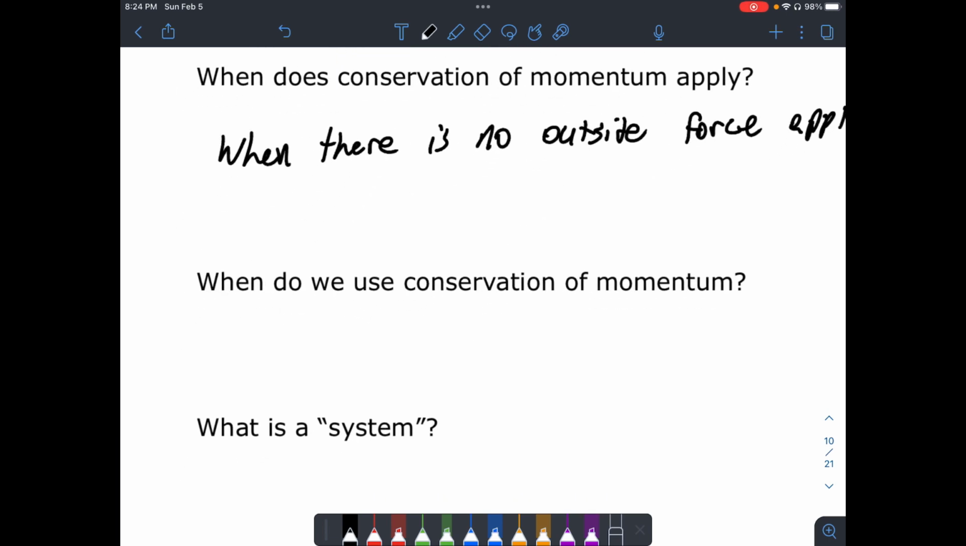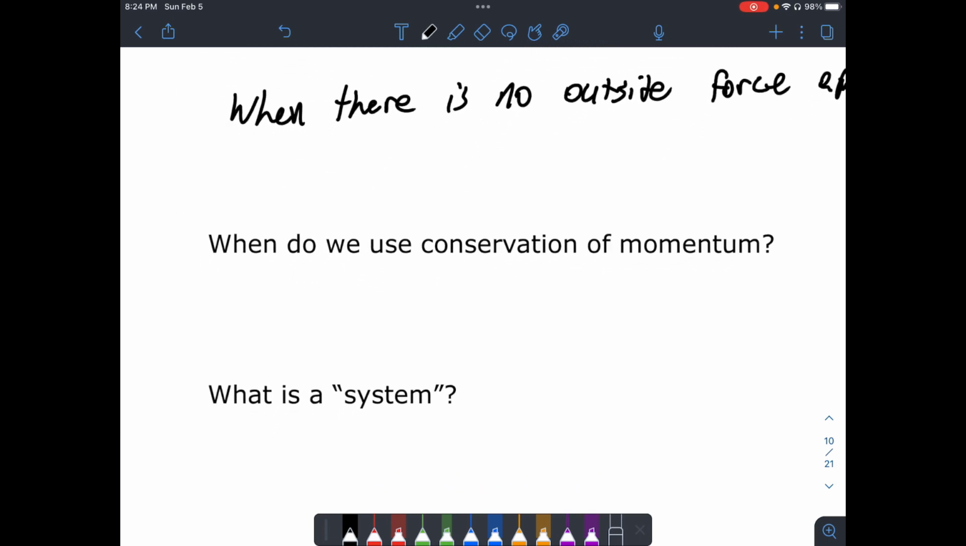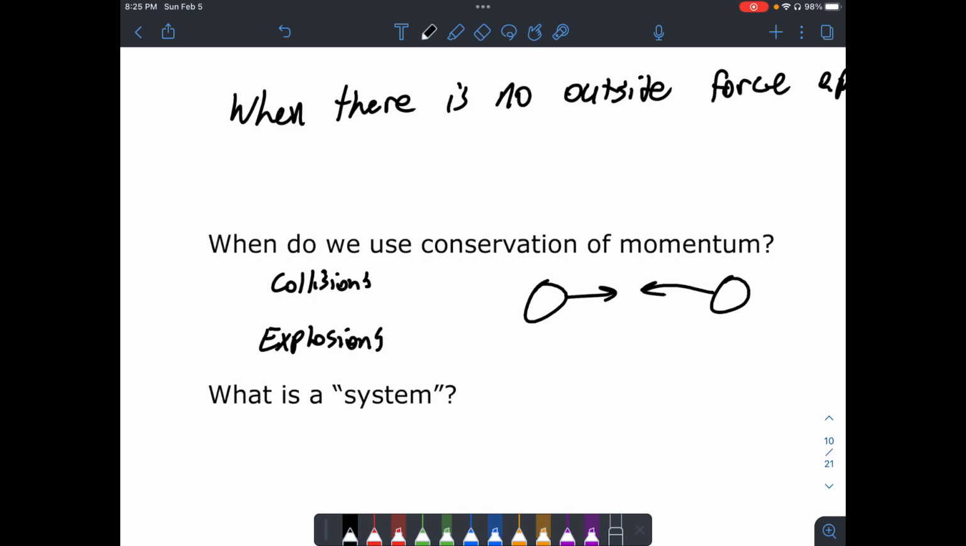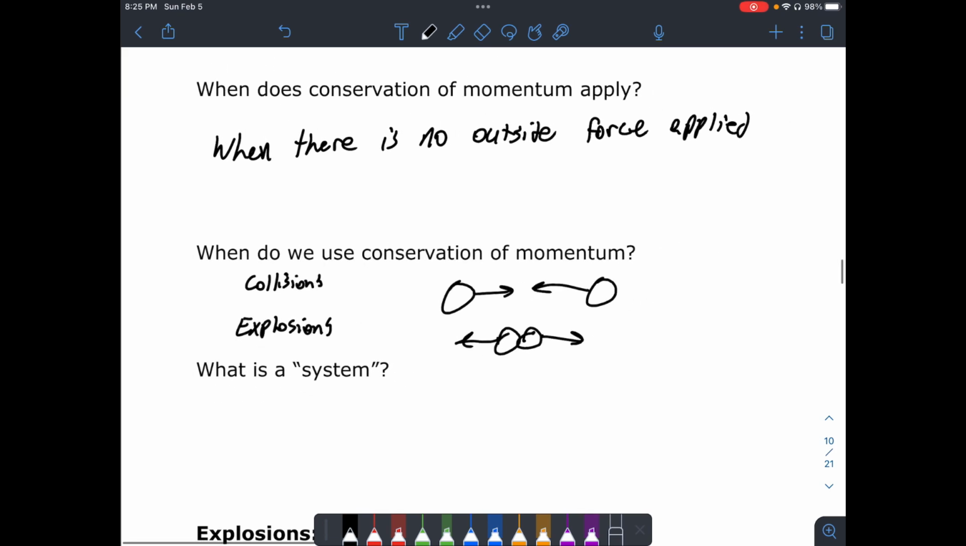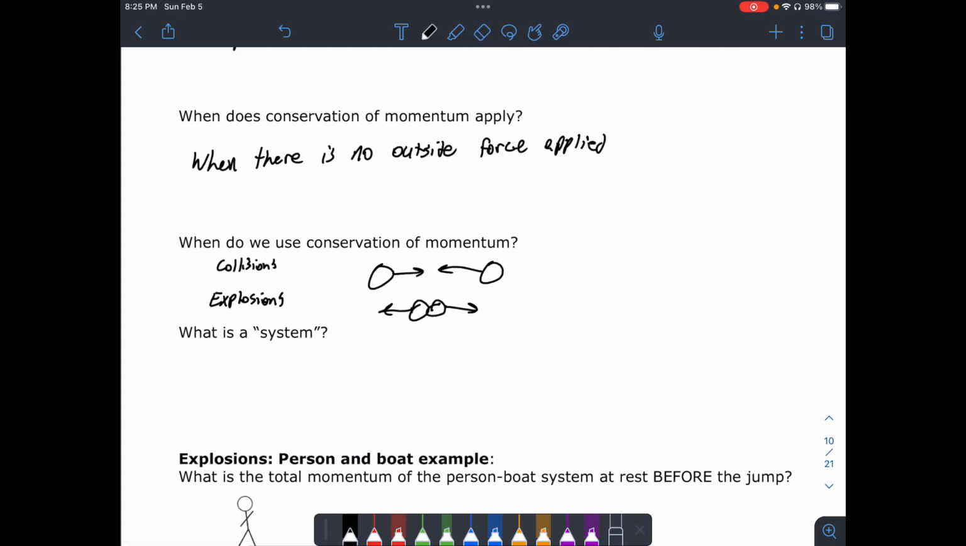And we're going to use conservation of momentum in two scenarios. One of them is going to be collisions, which is, for example, two things going towards each other and colliding into each other, and explosions, which would be two objects moving away from each other.